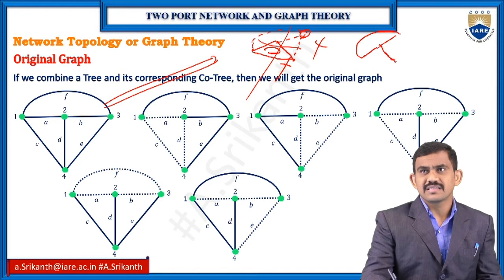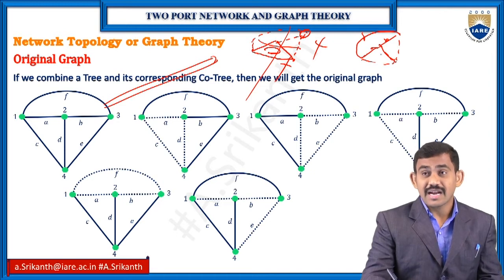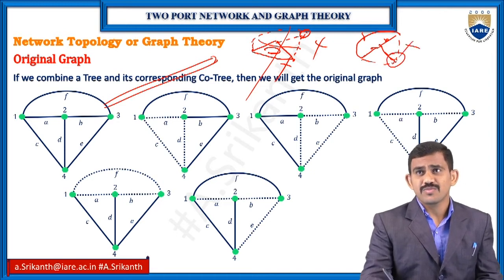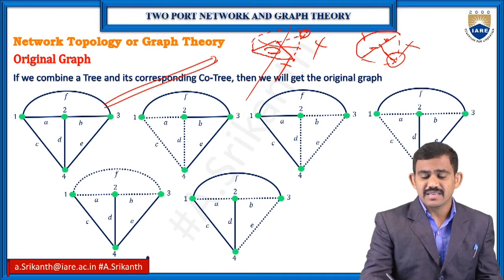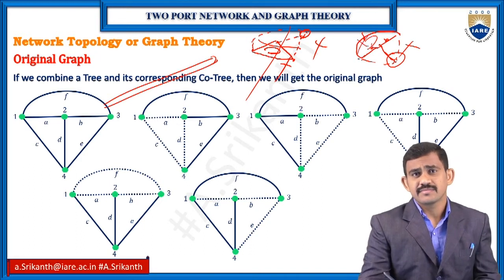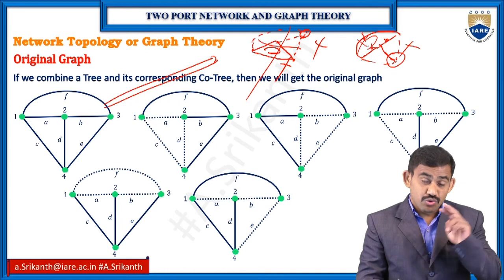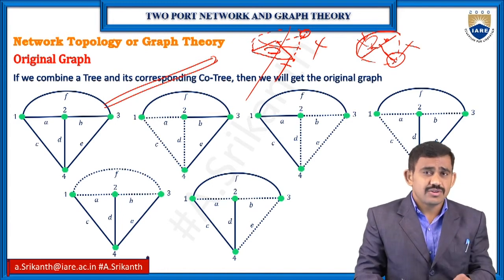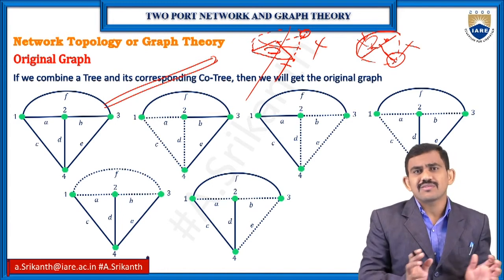So remaining are trees. These are trees: A, D, and F. So these 3 are my trees. Now, not connected to this node. That's the first condition false, and the second condition is also in a closed loop. The second false. So you need to satisfy 2 conditions. One is you need to connect each node, and the second condition is it should not be in a closed loop.